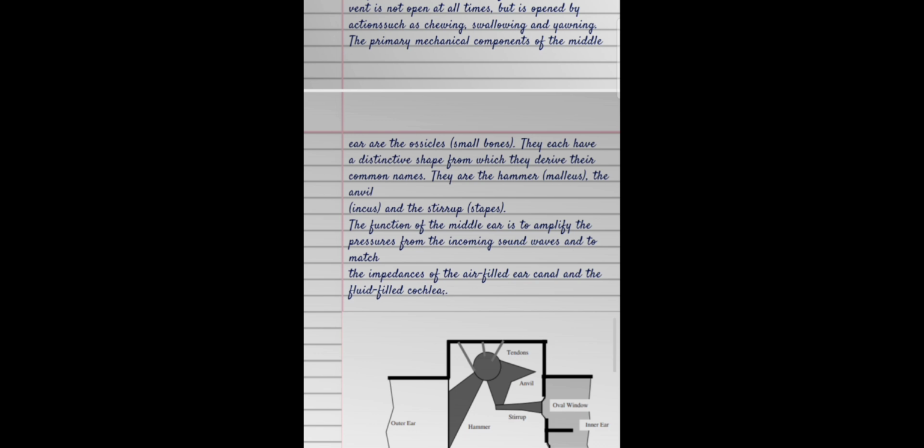The main mechanical components of the middle ear are the ossicles, the small bones. They each have a distinct shape from which they derive their common names. They are the hammer, malleus, the anvil-shaped incus, and the stirrup-shaped stapes. The function of the middle ear is to amplify the pressure from the incoming sound wave and to match the impedance of the air-filled ear canal and the fluid-filled cochlea.